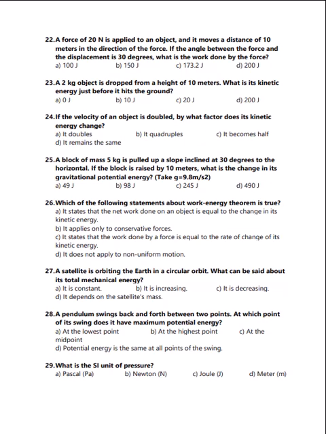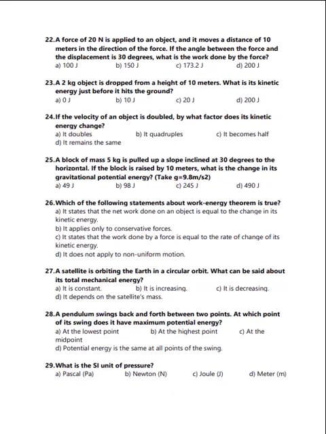Next, if the velocity of an object is doubled, by what factor does its kinetic energy change? Options are: it doubles, it quadruples, it becomes half, it remains the same. Correct answer of question number 24 is B, it quadruples.